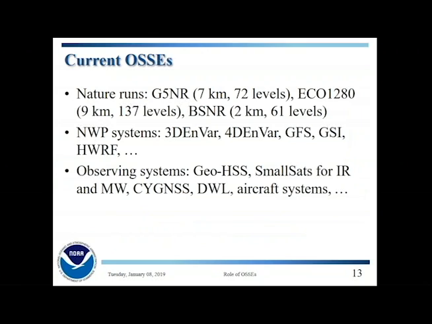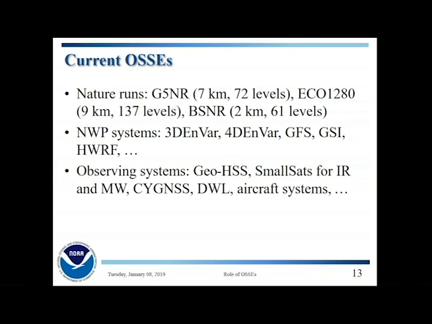Currently there are quite a few OSSEs on the drawing board that are being done at the AOML and other places. We've got now 3 relatively new nature runs. We've been using the G5NR, the NASA nature run, a 7-kilometer, 72 level nature run. A new global one is called ECHO 1280. It's a 9-kilometer ECMWF operational model of about 2 years ago, and it has 137 levels. And then the basin scale nature run that was done at AOML is 2-kilometer, 61 levels.